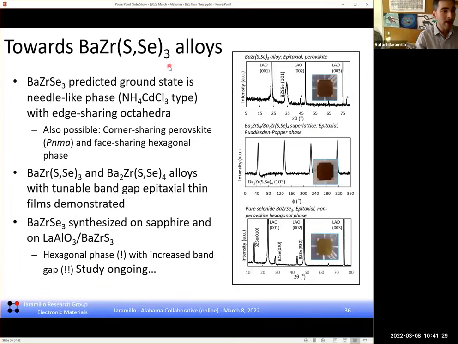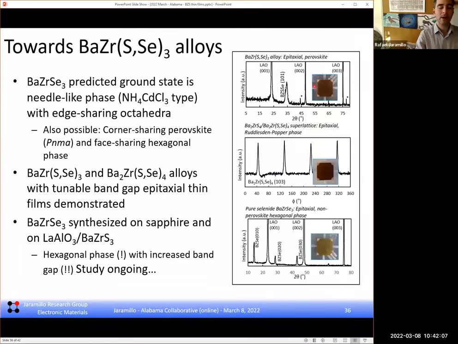But wait, there's more. Because we have these gas sources, we can then immediately go and look at alloys. For instance, barium zirconium selenide is theoretically predicted to not form in the perovskite. It's predicted to form in this needle-like phase with this structure type. So I'll show you the surprise there. But first of all, when we take the chalcogenide, the sulfide perovskite, and we alloy in selenium, this is a 40% selenium alloy, we get the perovskite structure with a reduced band gap.